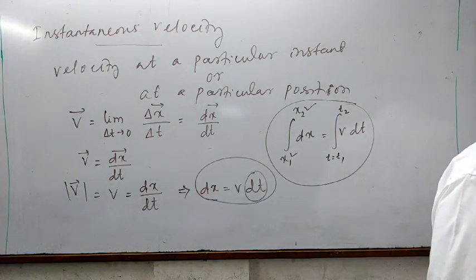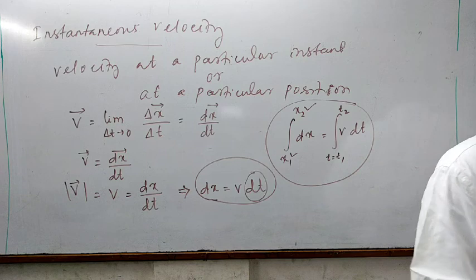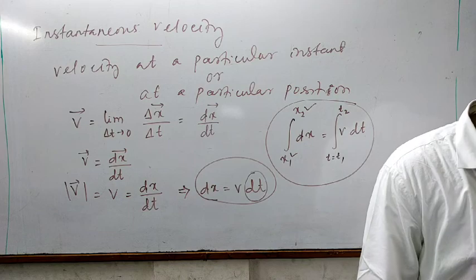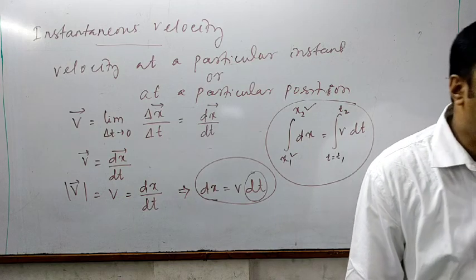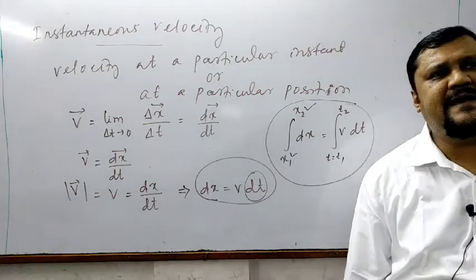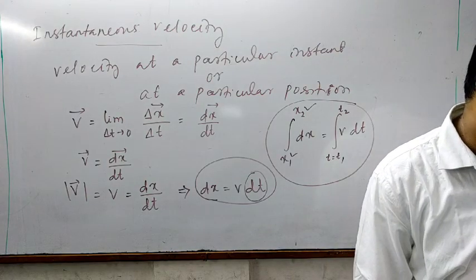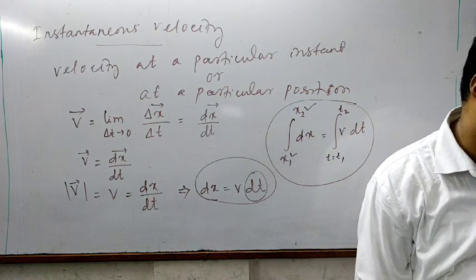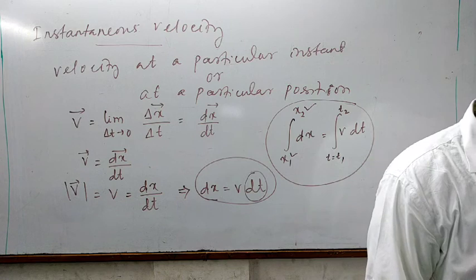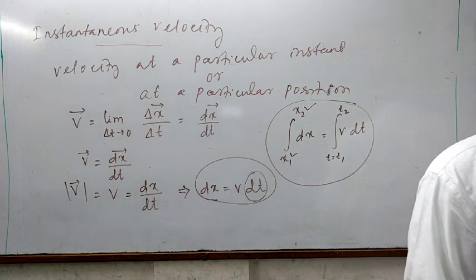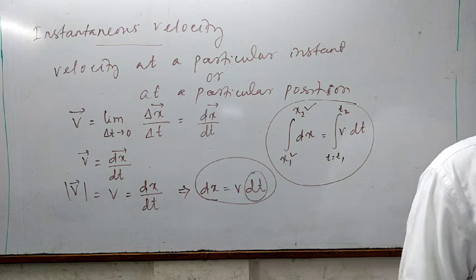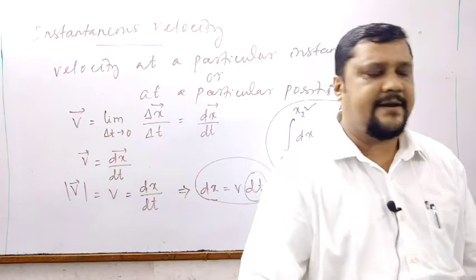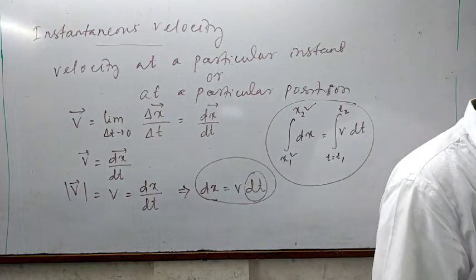Okay. So now I will ask you a question. If a body is moving in a straight line, and in the same direction, in that case, what is the average speed and what is the average velocity? Are they the same or different? You think about this.